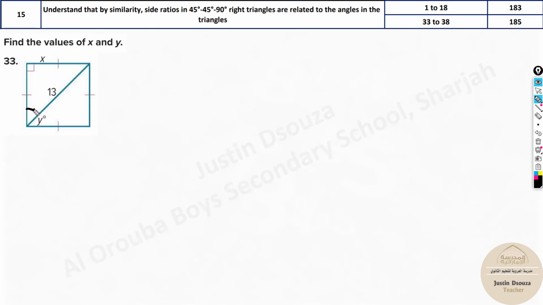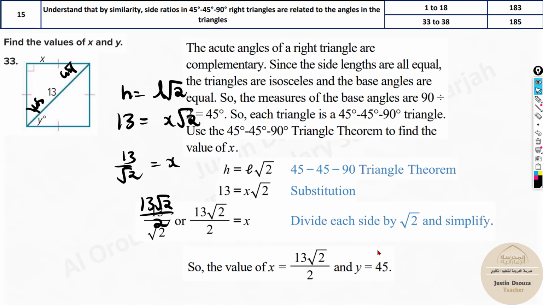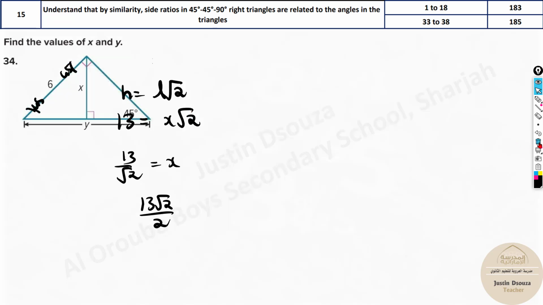Now we know this is 45, all are 45. So use this formula. Hypotenuse is L root 2. What is the hypotenuse? 13 equals, what is the L? Unknown, x root 2. So this will be 13 by root 2 equals x, or you can write it as 13 root 2 by 2. So this is the final answer. You can just write 13 by root 2. But the angle over here is 45 degrees. That's it. Now then we will see another problem.